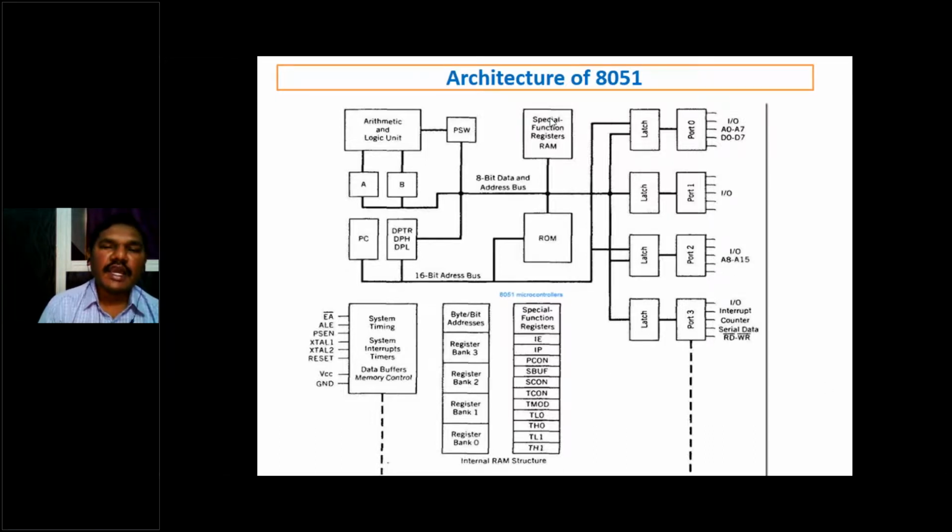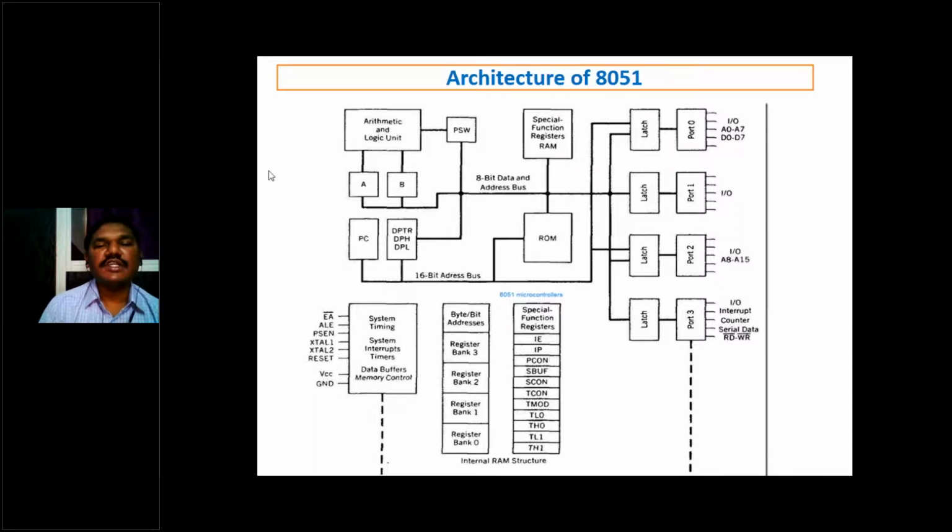And here it has the special function registers inside of the RAM, because the RAM memory is 128 bytes and one more 128 bytes is for special function registers. These are the registers of this RAM that we will see later, and these are some of the control signals: external access, address latch enable, program store enable, crystal 1 and crystal 2 for the clock, and the reset signal, power signals of VCC and ground. So these are called control signals.